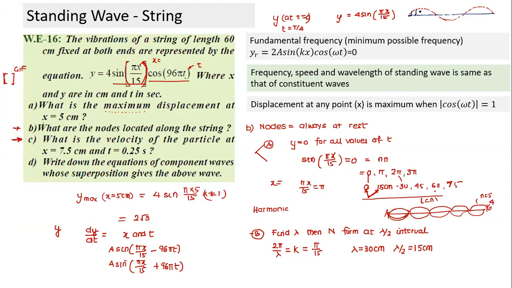This particle has moved from here to here. This particle has moved from here to here. And this particle has moved up like this. That is what has happened in time T by 4. How do we get the number of loops? The number of loops comes from this equation. I find the distance between 2 points which are always at rest. You can easily find the distance between 2 points which are always at rest.